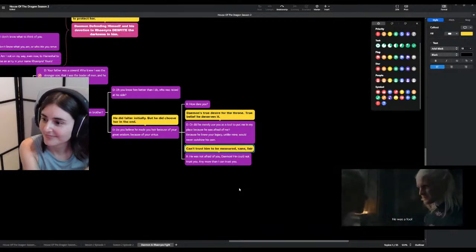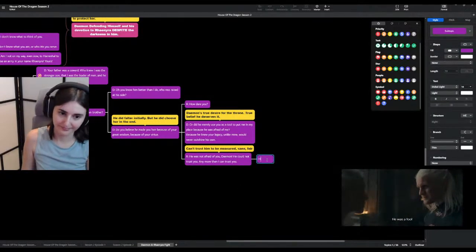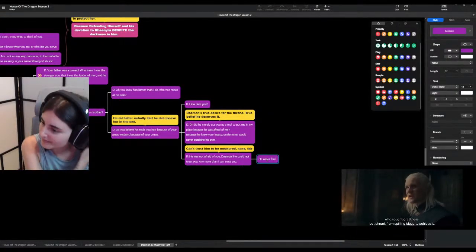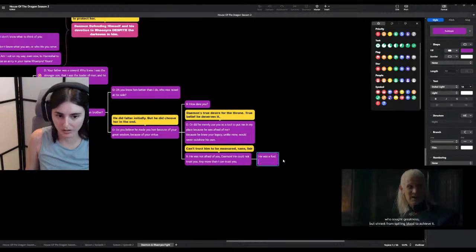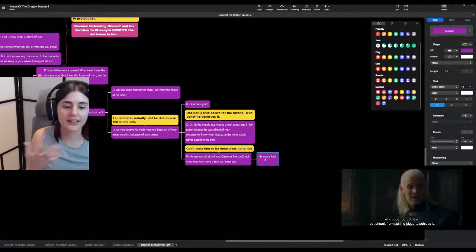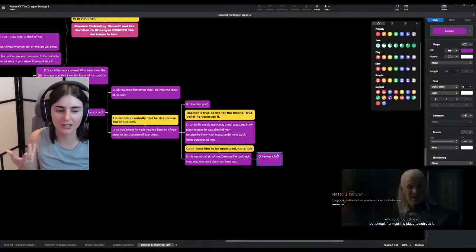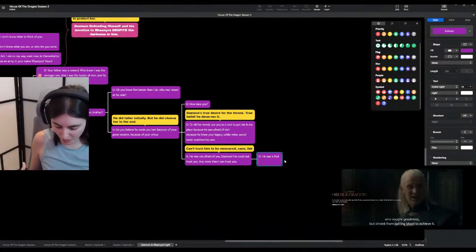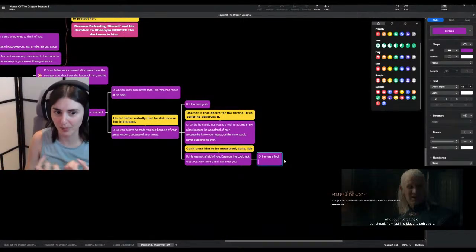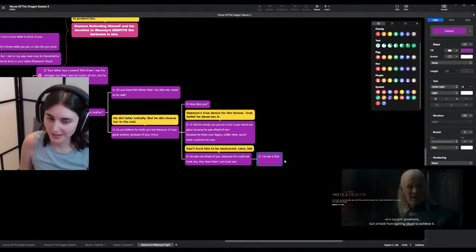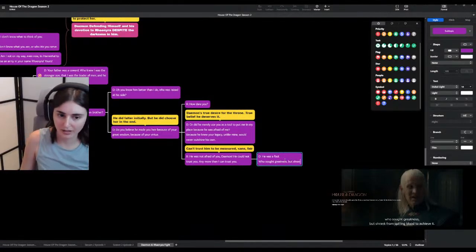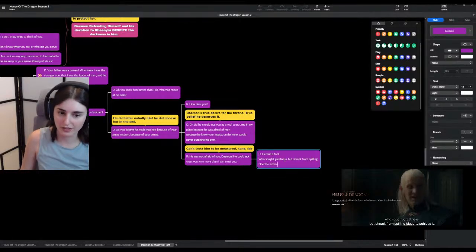He was a fool. You sought greatness, but shrank. Okay, this was a good quote as well, because this is like a career statement of Daemon, because this is what he wants. It's not clunky in that it's yelling exposition in the heat of the moment, but because things have built up so much, we're finally saying big things. Okay? He was a fool who sought greatness, but shrank from spilling blood to achieve it.